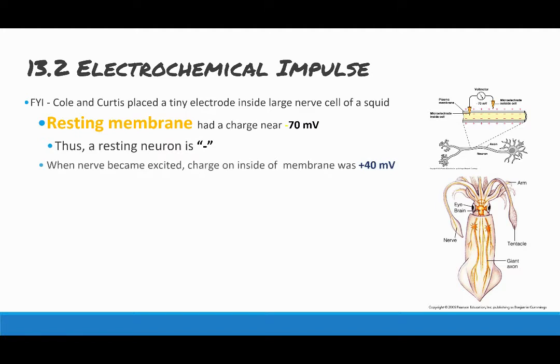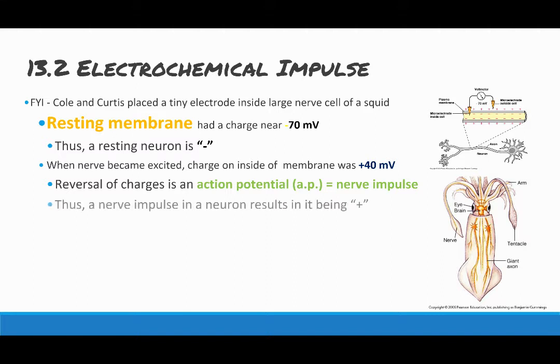So they realized that the inside had a negative charge and the outside, relatively speaking, had a positive charge. And when they stimulated the squid axon to send a nerve impulse through it, there was a quick reversal of charge that could be measured. That quick reversal of charge is known as depolarization, which we'll talk about later. We're going to be talking about it as an action potential or as a local nerve impulse.